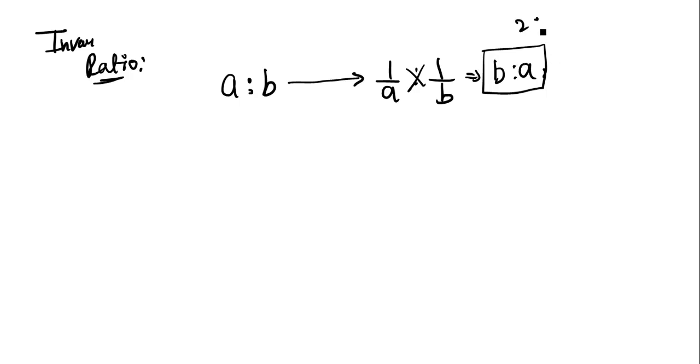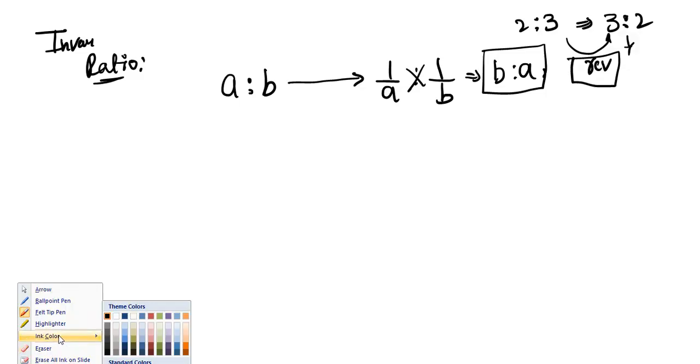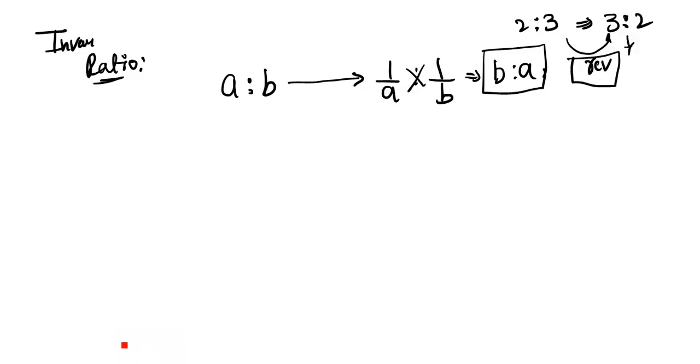Here A is to B, the inverse ratio is B is to A. And for example, 2 is to 3. What is the inverse ratio, guys? 3 is to 2. Okay, just reverse. Okay? Remember, it is reverse only when 2 quantities are given. Only 2 quantities are given, just remember reverse, guys.